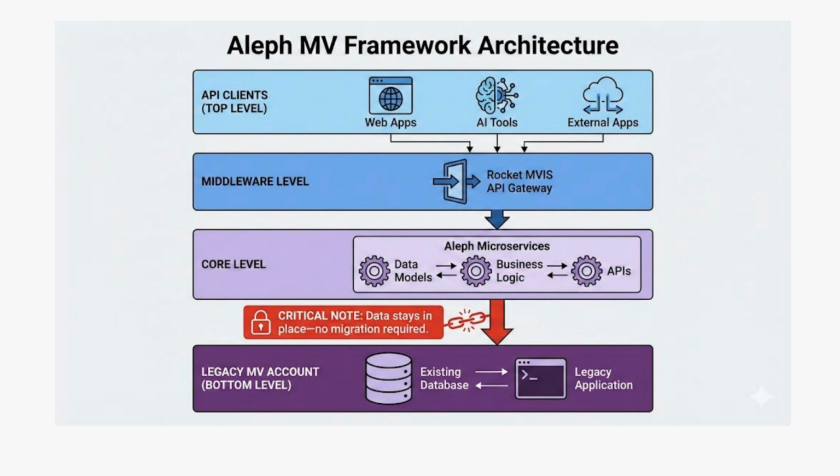You can see the Rocket MVIS API gateway. Rocket MVIS is used to expose Aleph APIs to the different API clients, such as web applications, external applications, and AI tools.